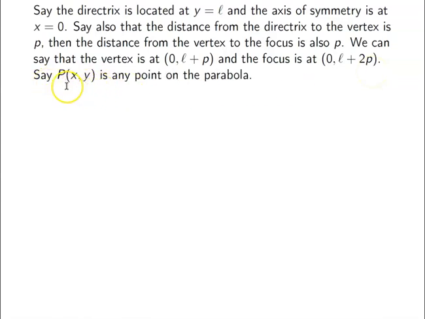So say that we have any point on the parabola, and we'll call that point P, right? And it lies at (x, y), somewhere on our parabola, anywhere.